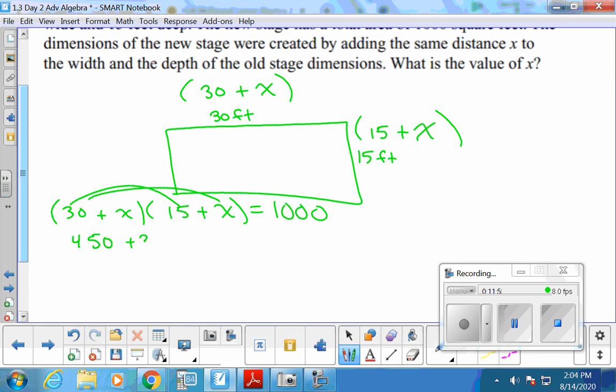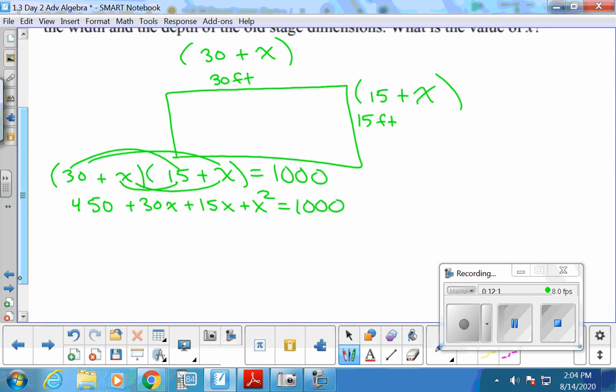30 times x, 30x. 15 times x, 15x. And then finally x squared. So there's my FOIL. I'm going to need everything set on one side so I can be equal to 0, so I can finish with some factoring. Let's go ahead and combine these like terms. That would be 45x. Let me put my x squared out front, and then I'm going to subtract 1,000 over to join this 450.